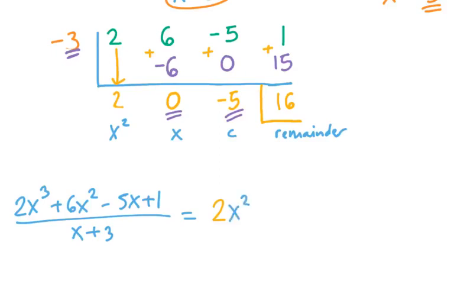If you want to write the plus 0x, you can. It's not necessary, but I'll write it just so you see that placeholder. Plus 0x minus 5. And then for the remainder, we express it as 16 over whatever we divided by, which was x plus 3. So same answer we got in the last video using polynomial long division, just another way to look at it. Let's try 2 more before we call it quits.